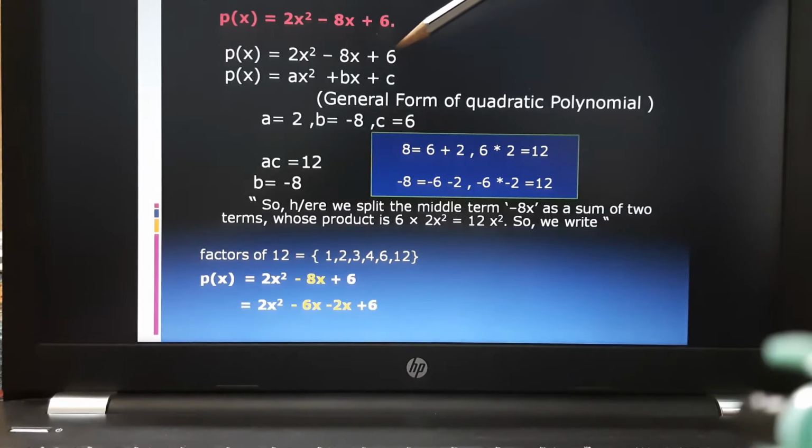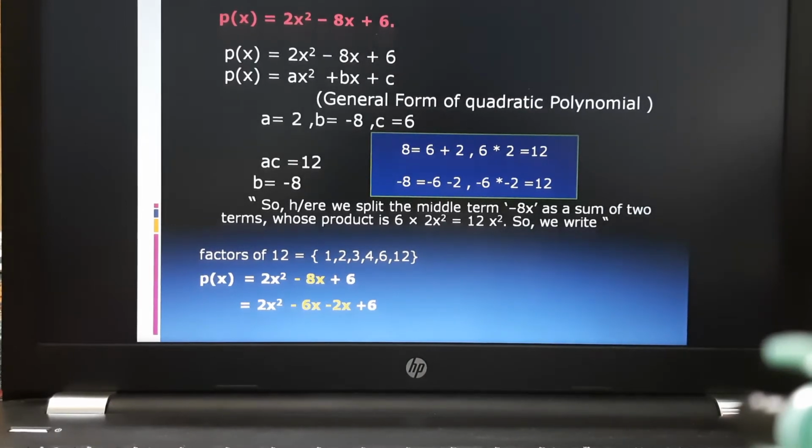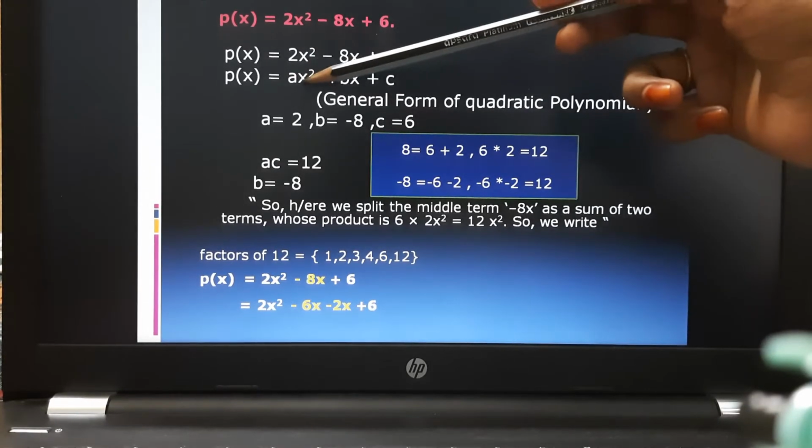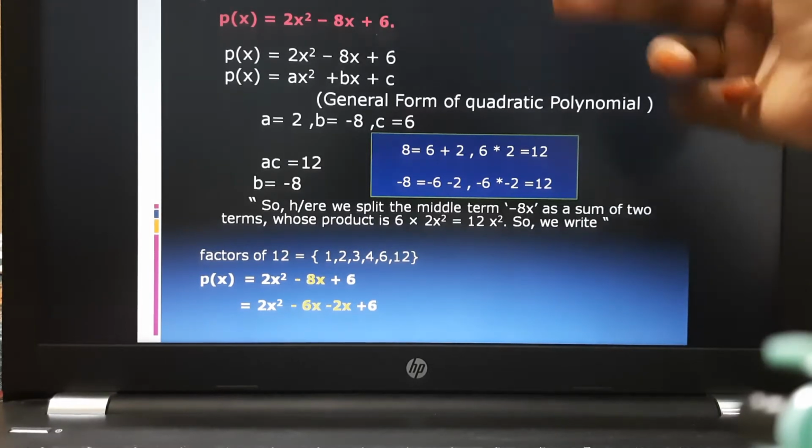As you know, the general form of a quadratic polynomial is ax square plus bx plus c. So here, before going to the concept, just compare these two polynomials, ax square plus bx plus c, with the given polynomial. What we need to compare is just the coefficients.